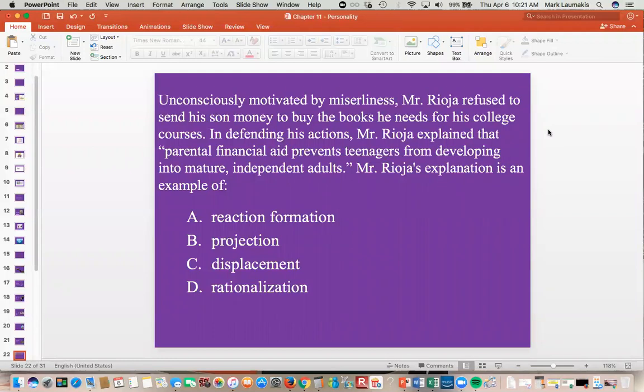Yeah, a reasonable sounding excuse. They're making excuses, right? Maybe he really is just a cheapskate, but he says parental financial aid prevents teenagers from developing into mature, independent adults. Yeah, very good. All right. I'm pleased to see you guys get your head around that one.